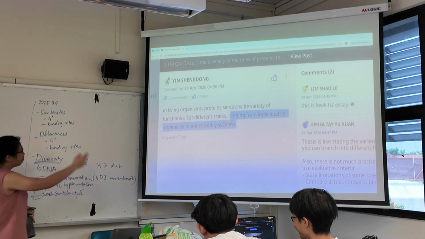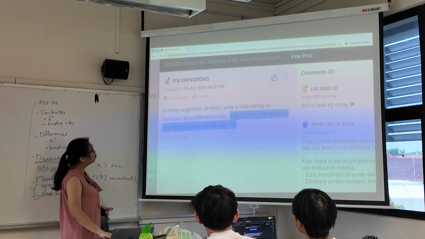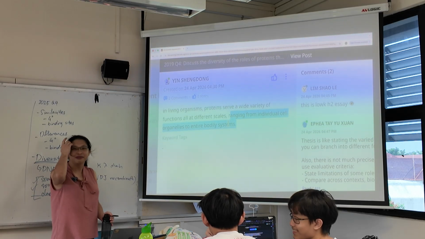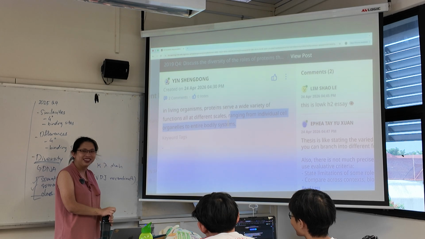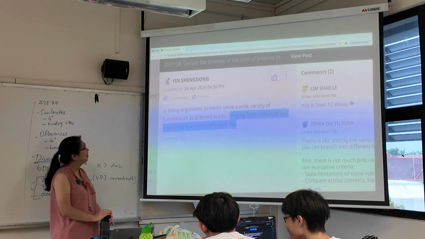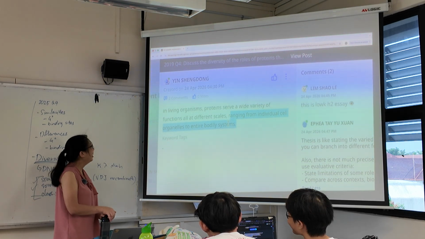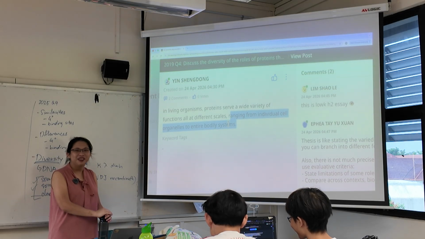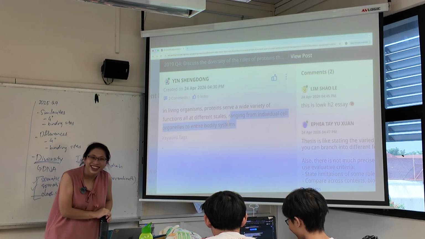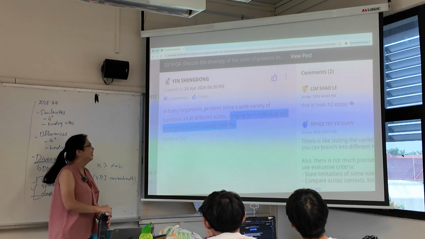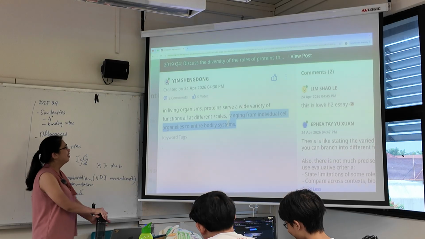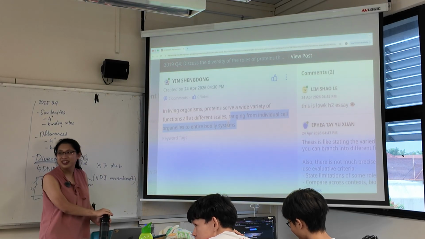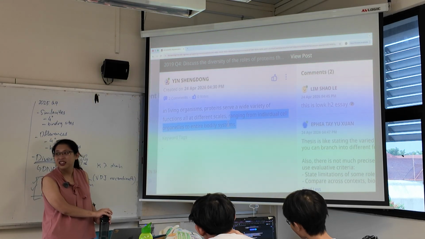Give me an evaluative criteria for diversity of roles of proteins. Compare across contexts, whether a person is healthy or unhealthy, or seriously ill, dying. But that's because of mutations, right? That's not mutation. That one's already highlighted under evaluative.